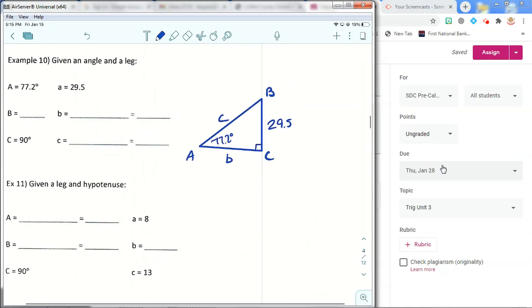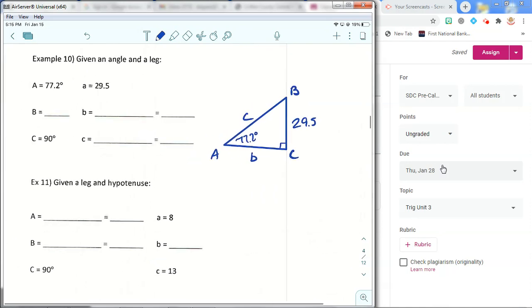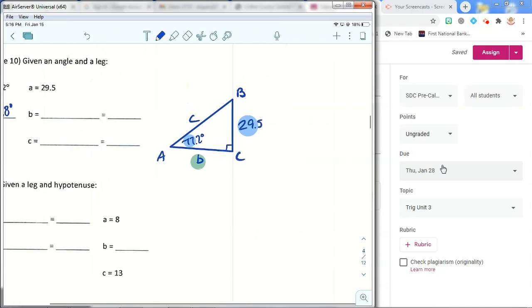All right, so same process. We can find B by subtracting 77.2 degrees from 90 degrees. All right, then we can find side B by using trigonometry. So we want side B. We know this angle and this side. So think about what trig ratio relates them. And that's going to be the tangent. So the tangent of 77.2 degrees is going to be the opposite over the adjacent.